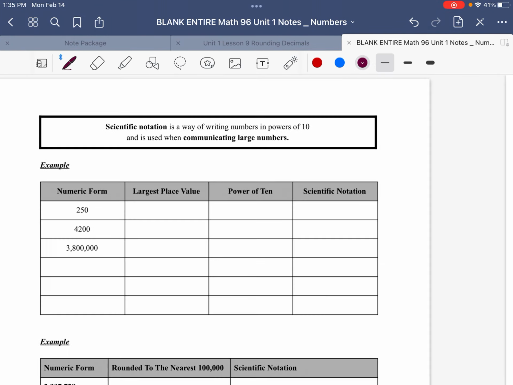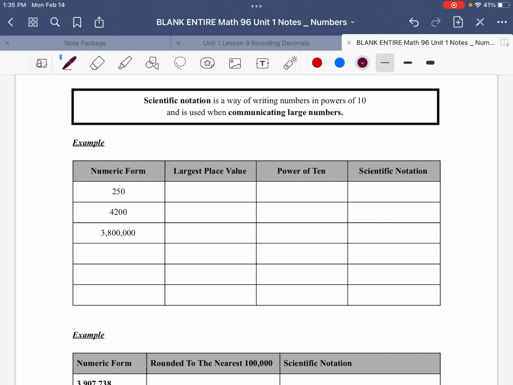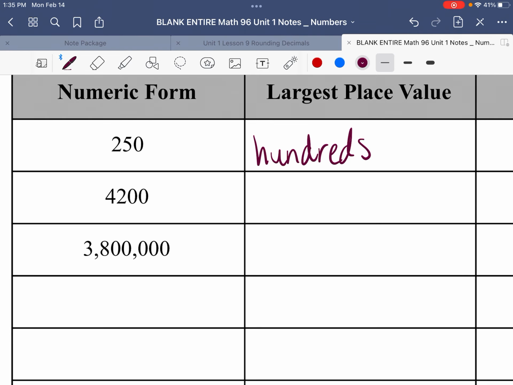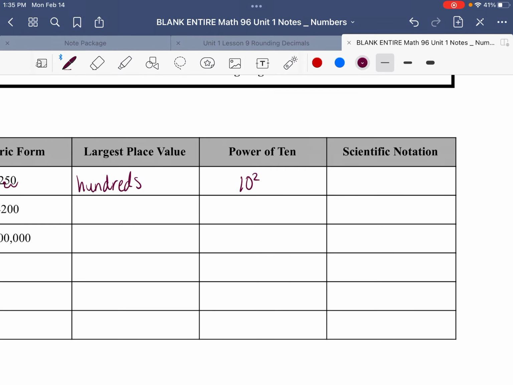All right, scientific notation is a way of writing big numbers small, not using up a whole ton of space. So numeric form, 250, the largest place value is in the hundreds. And 100 as a power of 10 is 10 squared. So what we're going to do is move the decimal spot 2 spots in between the 2 and the 5, and we're going to get 2.5 times 10 squared.